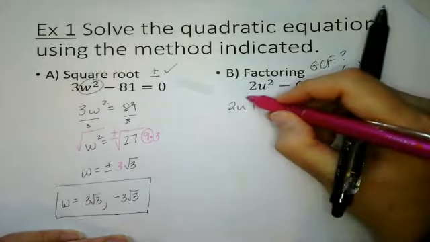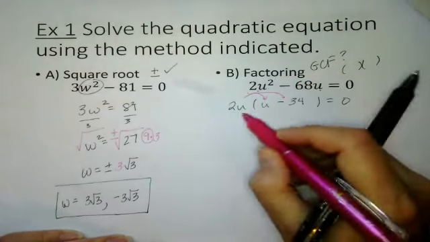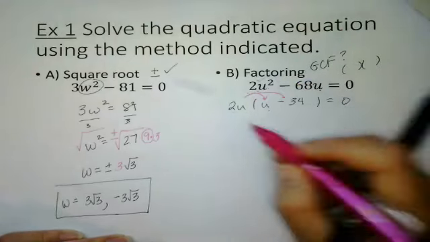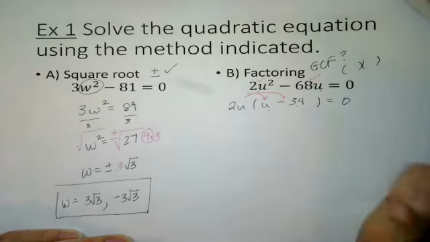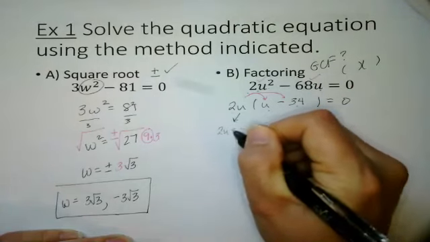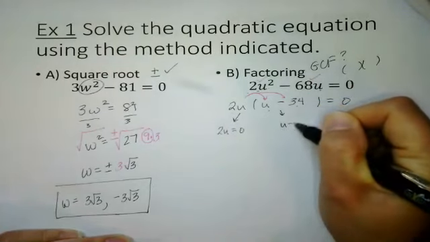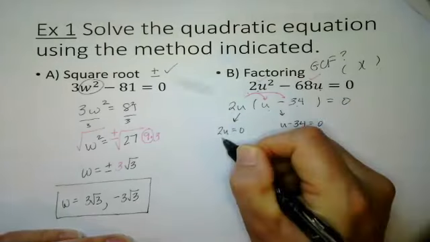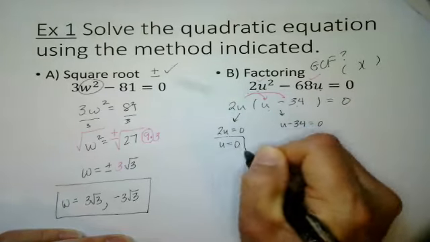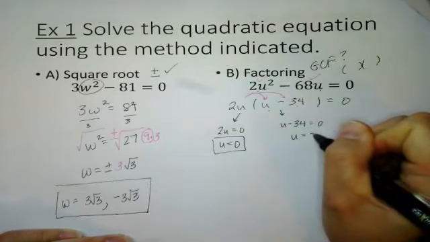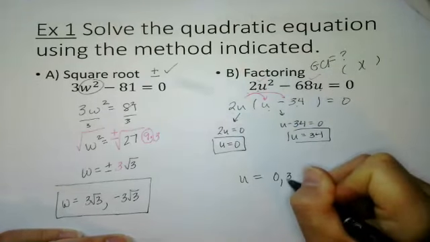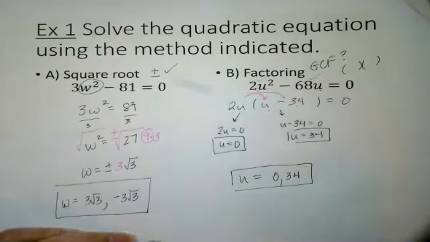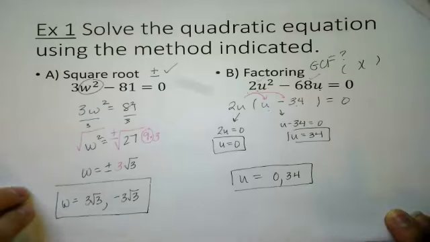Again, you can double check because we're just distributing. 2U times U gives me 2U squared. 2U times negative 34 is negative 68U. And from here, we would set each bubble, or each factor, equal to 0. So I would get U equals 0 for one solution, and U equals positive 34 for another. So in the answer field, I would type 0 and 34 for my solutions. 0, 34.